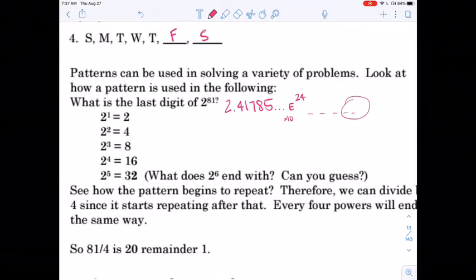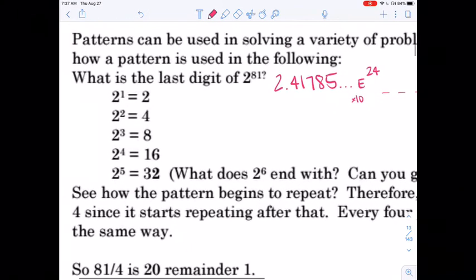So as we look through these, I'm going to kind of go through a set of steps. It's going to be confusing at first, and we're going to work more examples here, and then we'll work more examples in class as well. So the first thing that we've got to do is find your pattern. And in this case, it's laid out for you. So 2 to the first is 2, 2 squared is 4, 2 cubed is 8, 2 to the fourth is 16, 2 to the fifth is 32.